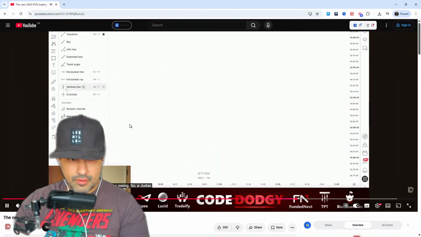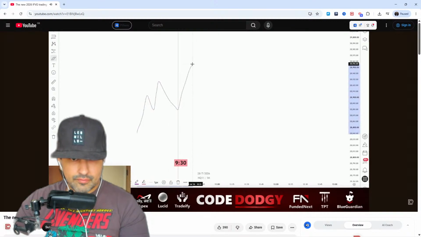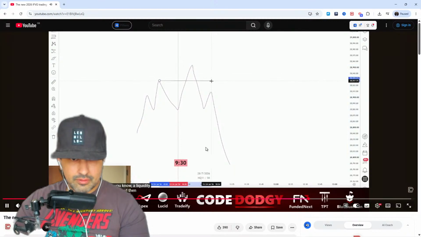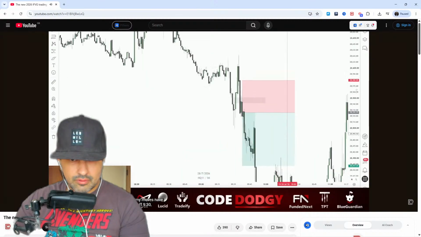So a Judas swing, which has been part of my model big time lately, is when we have a 9:30. This is where the market likes to open. Not likes to open, it will open here. And essentially we'll get an opposite move, sweep a high, and then we'll get a liquidity sweep right here, and then an IFVG to the downside. So a lot of my moves have looked like that, especially off 9:30, which I love.